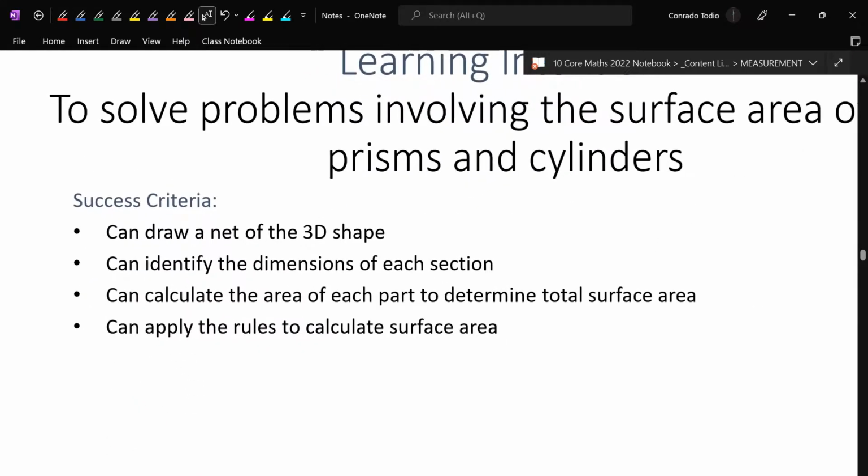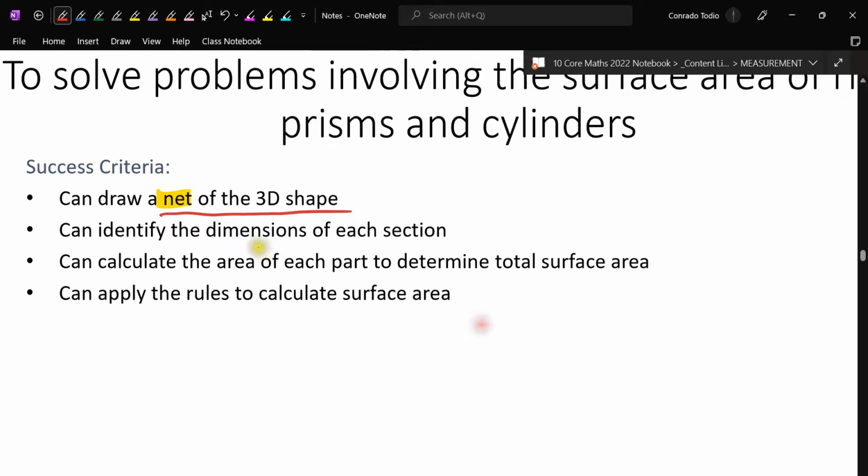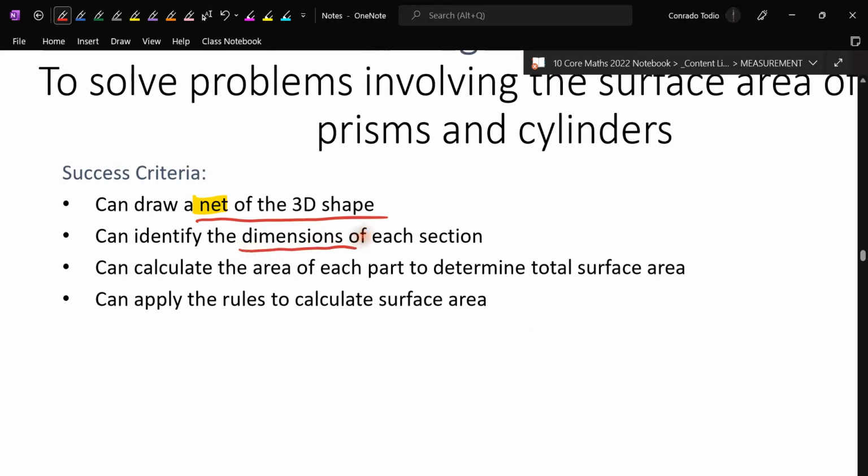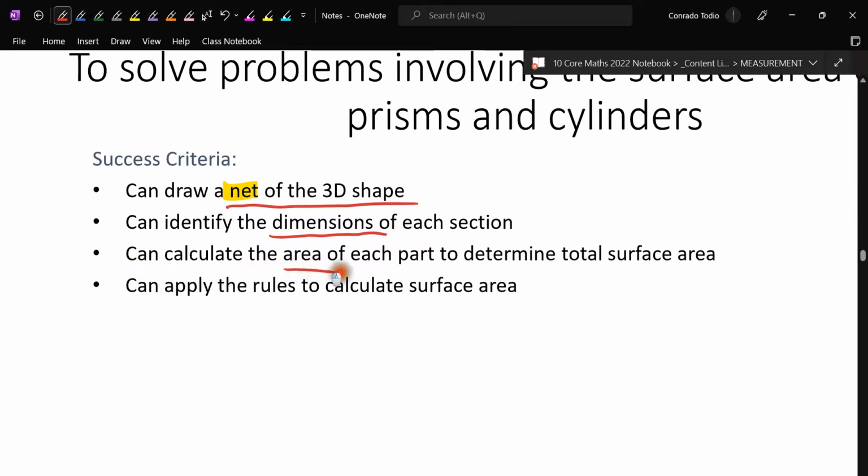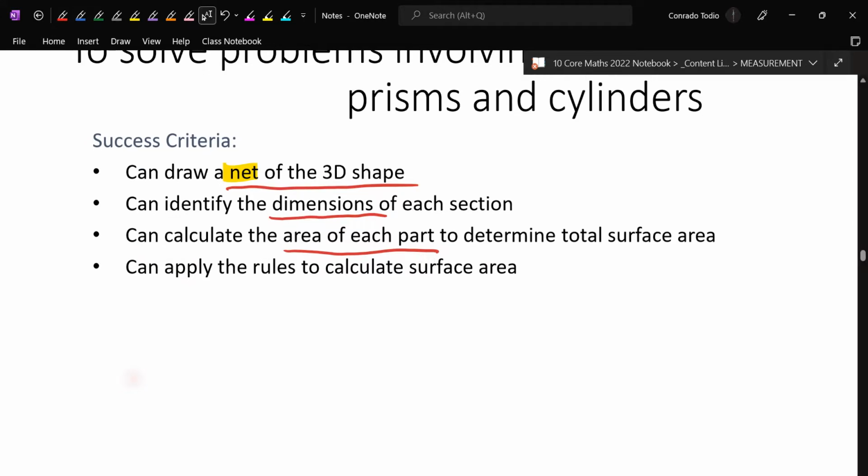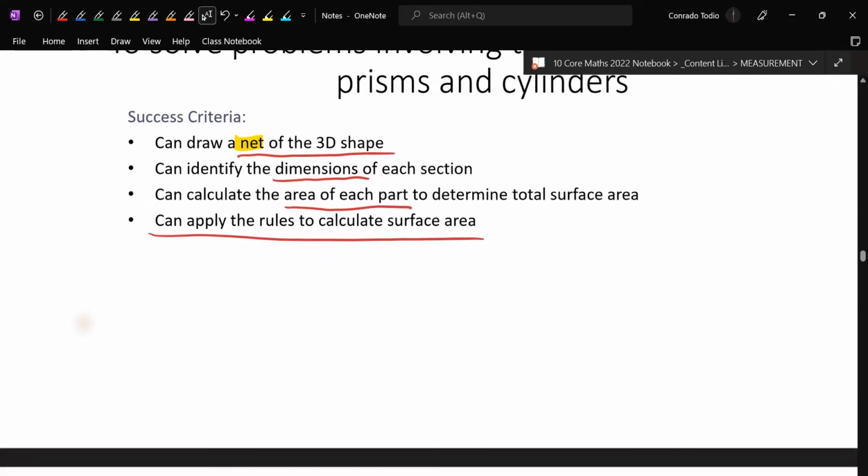And as our success criteria, I would hope that you'd be able to at least draw the net of a 3D shape. You've probably seen that word before, net. We'll get into that in a second. Identify the dimensions of each section. Dimensions mean what's the length, what's the width, what's the height of a certain shape. Next is to also be able to calculate the area of each part. That's part of what it means to look for the surface area. You need to calculate the area of certain parts of a shape and then obviously apply all of that. So there's going to be rules that we can use to find surface areas to many shapes.